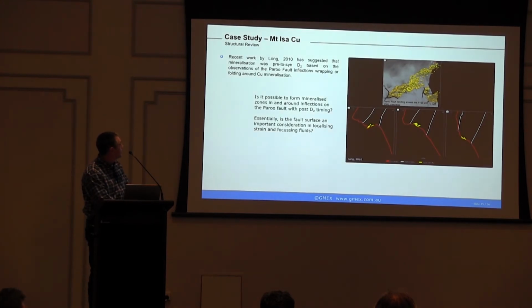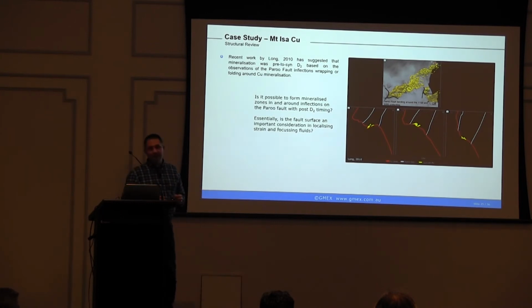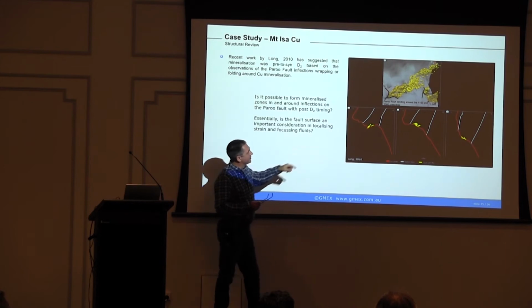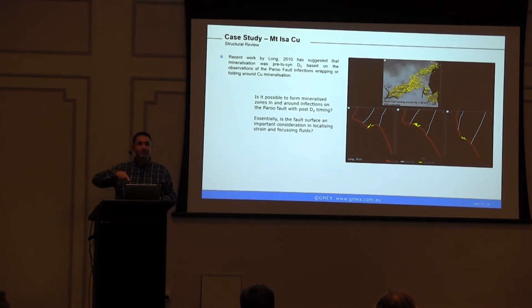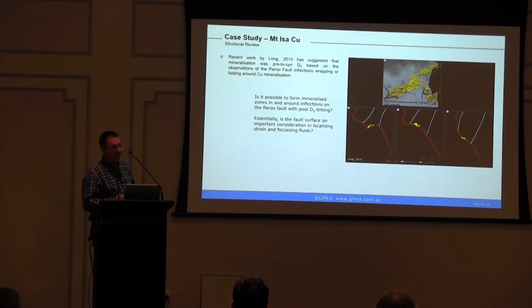Just as an aside, Ryan Long completed his PhD in 2010, and Ryan suggested that maybe it wasn't D3 and D4 that was important for Isa copper, that it might have actually happened during D2. And his evidence for this was to look at the shape of the Paru fault and the fact that the Paru fault actually bends around some of these copper ore bodies. That was the postulation for the things to be focused during D2 rather than later. Unfortunately, it's really difficult to test this because there's a lot of strain involved in D2. So what we decided to do was to look at D3 and D4, and is it plausible to get it to happen in later times?